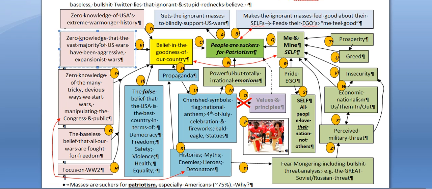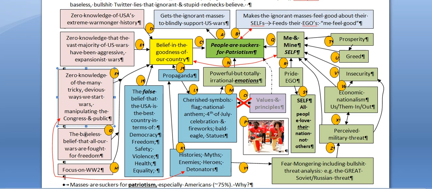All right. People have zero knowledge that the vast majority of U.S. wars have been aggressive expansionist wars. They haven't been defensive wars. We've been taking it to someone else, kicking their ass, taking their land, taking their resources, controlling their economy. They have zero knowledge of the many tricky, devious ways we start wars, manipulating the Congress and the public. One of the ways is through manufacturing detonators, manufacturing some incident. We've done it so many damn times.